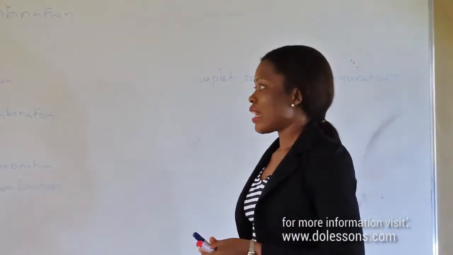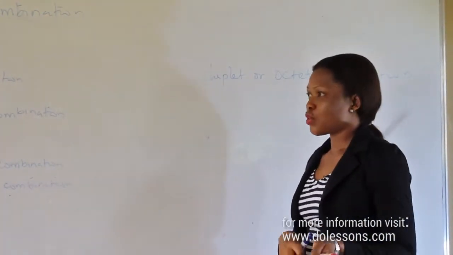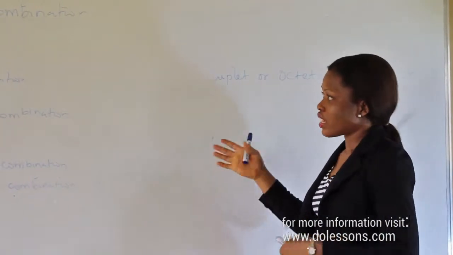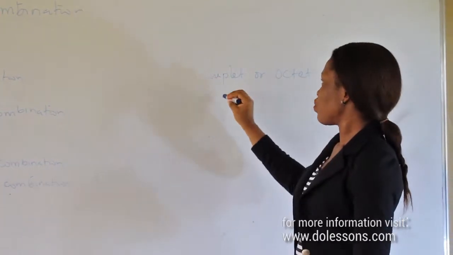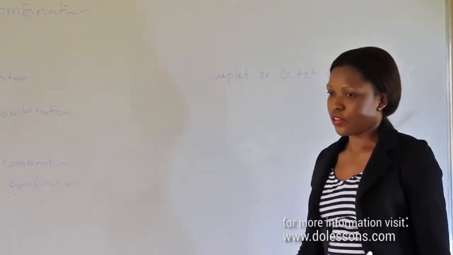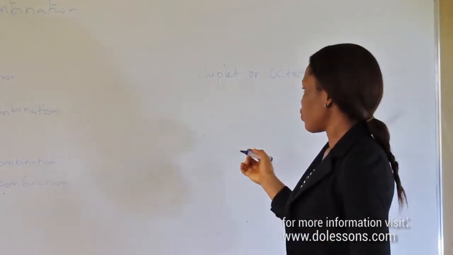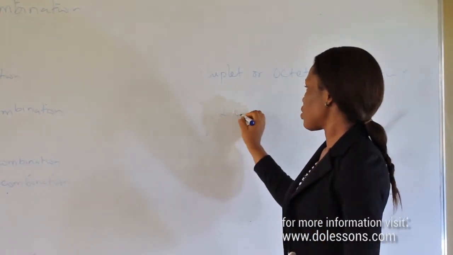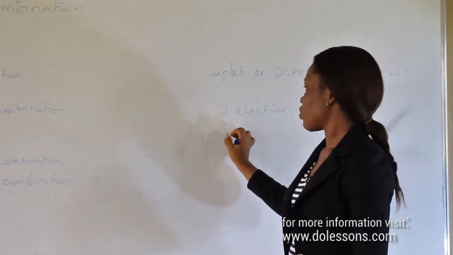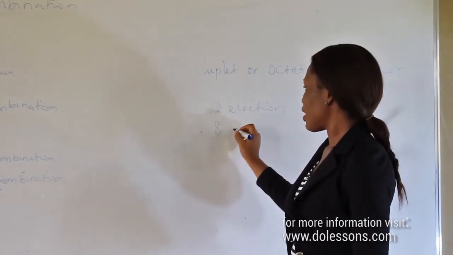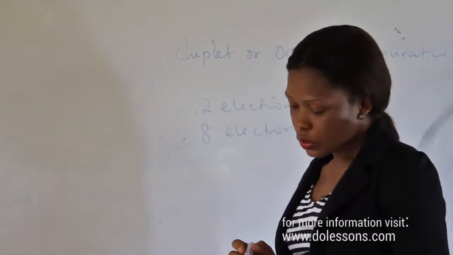So all other elements strive to be like the noble gases by accepting electrons, giving out electrons, or sharing electron pairs between themselves in order to attain this duplet configuration or octet configuration. In duplet configuration, the elements involved will have a maximum of 2 electrons in the outermost shell, while for the octet configuration, the elements will have 8 electrons in the outermost shell.